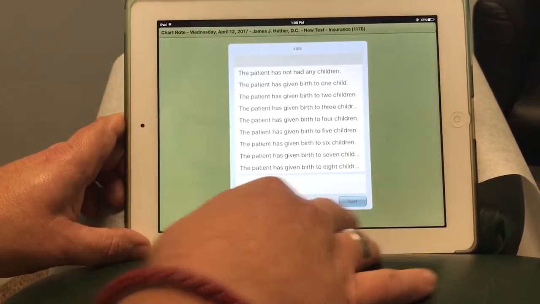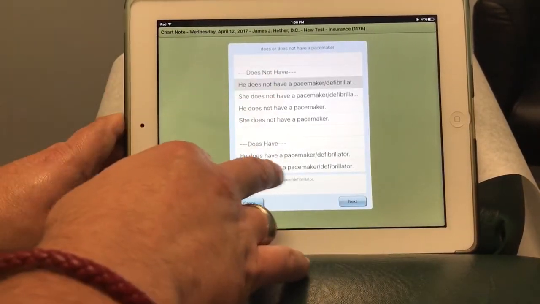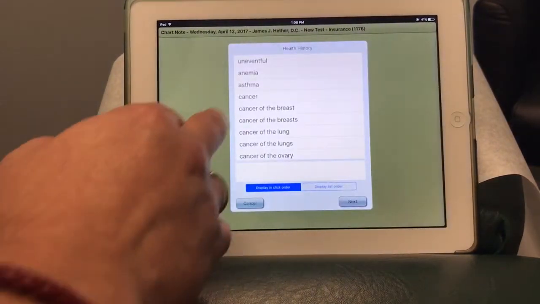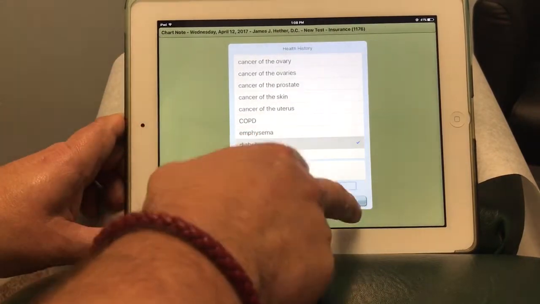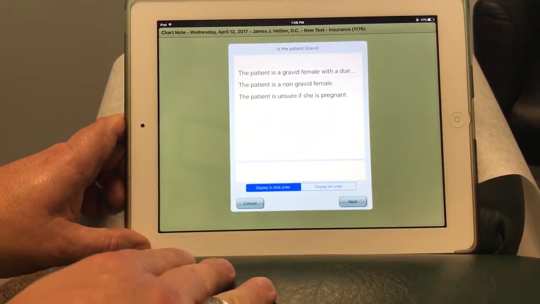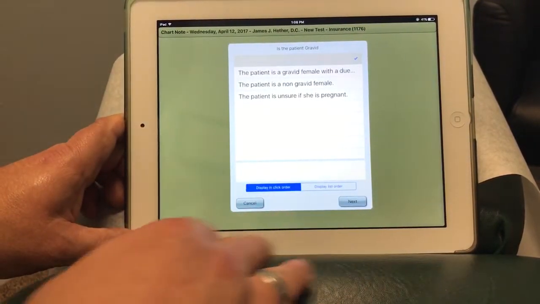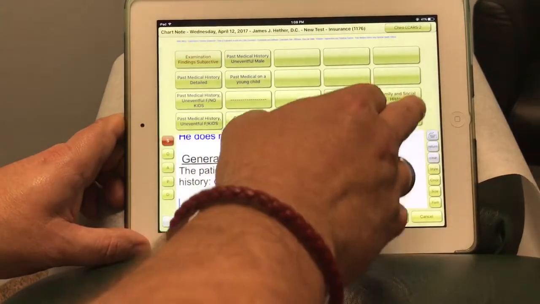This person is not a female, so they did not give birth to any children. Does not have a pacemaker, and from there we can even say that their general health is they have diabetes. So we have diabetes over here, and we can move on to the next question, which is, again, female, not pregnant. If it was, when is the delivery date or the due date. From there we move on to the review of systems.